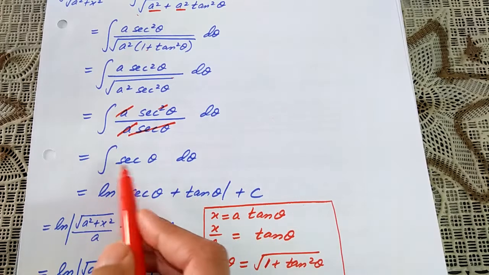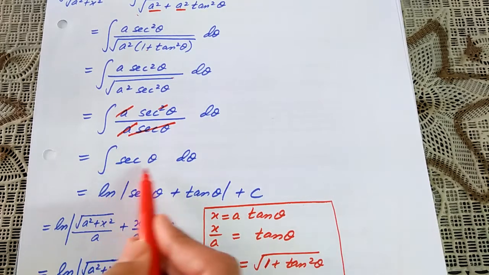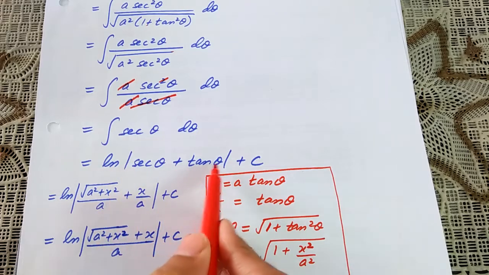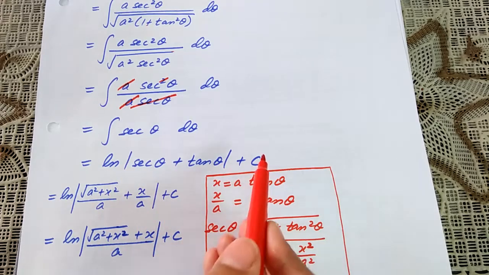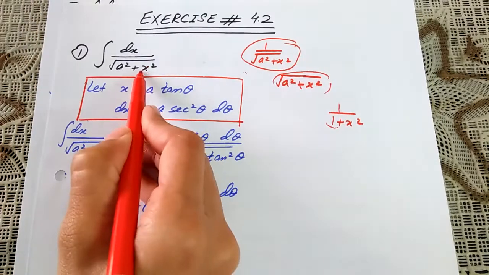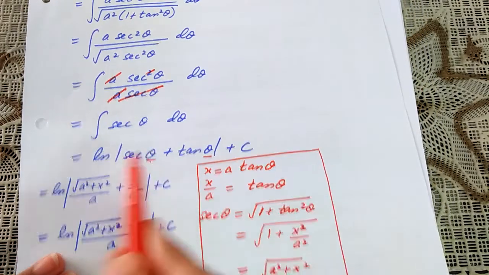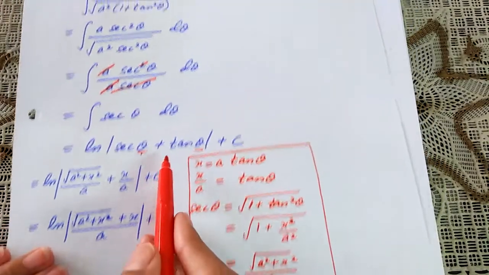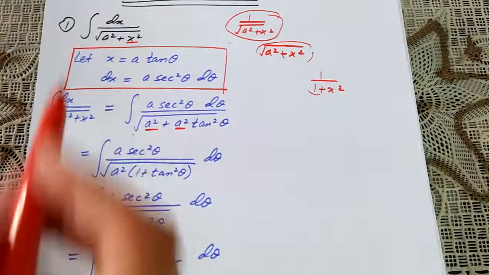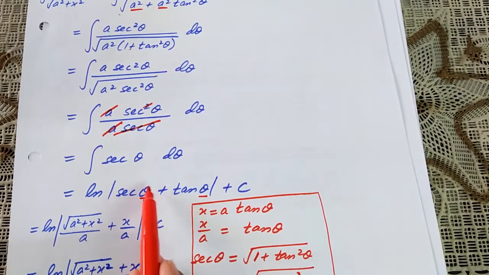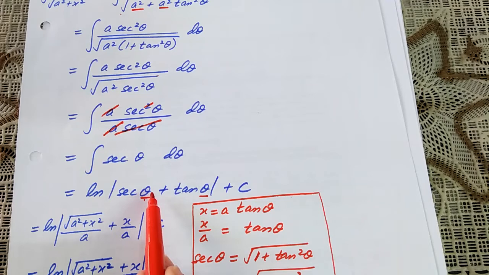Now use the table of integrals, the direct answer for the integration of secant theta. Its direct answer is ln of secant theta plus tangent theta, plus c. Now our answer is in theta, but our question was in x. So we have to substitute back the value of theta so that we get the answer in x only. We cannot leave it here because our starting function was in x and now it is in theta. So replace theta in terms of x.